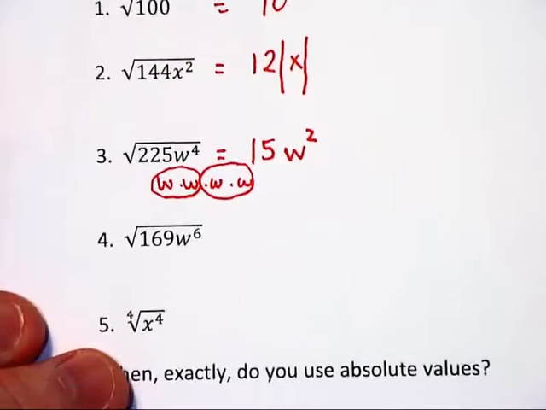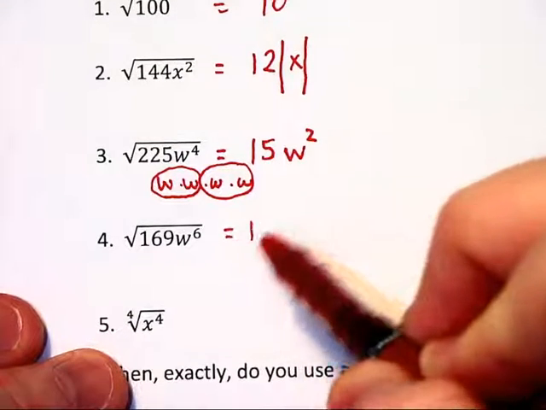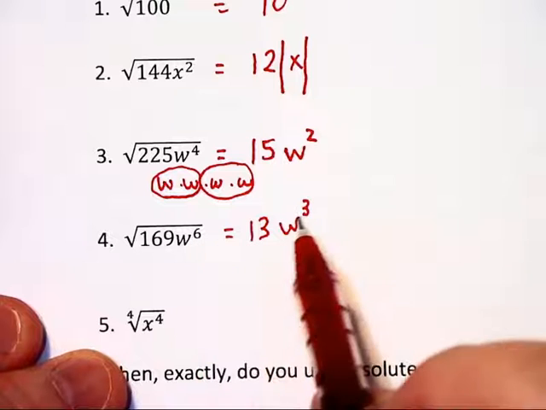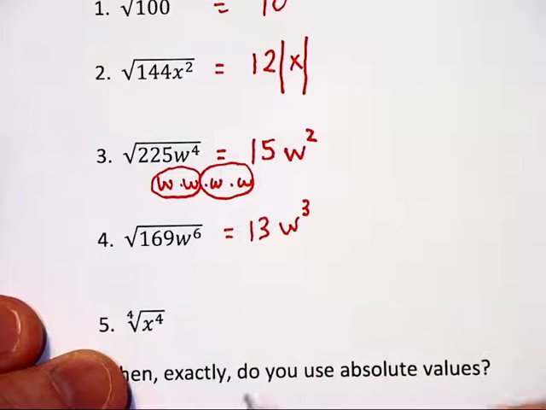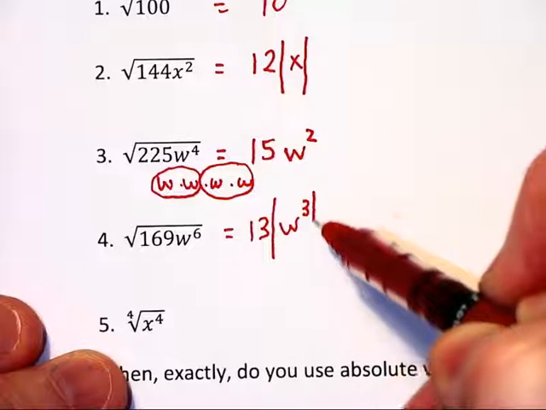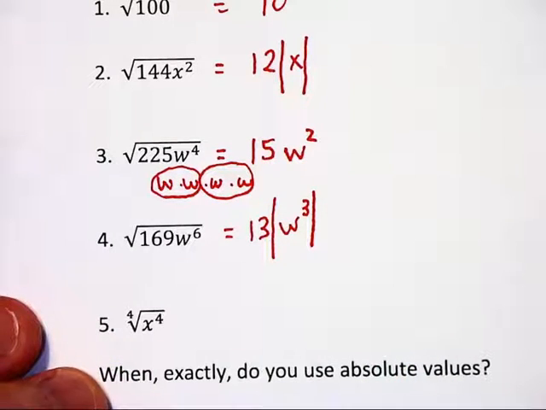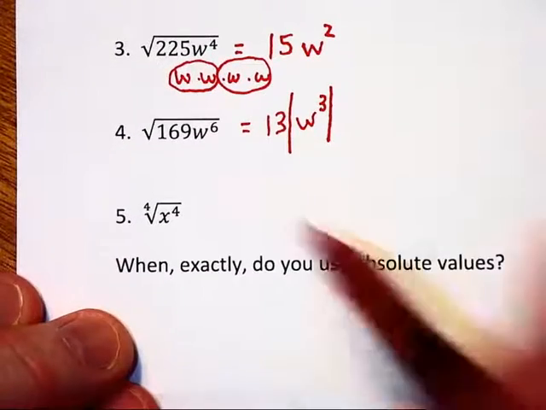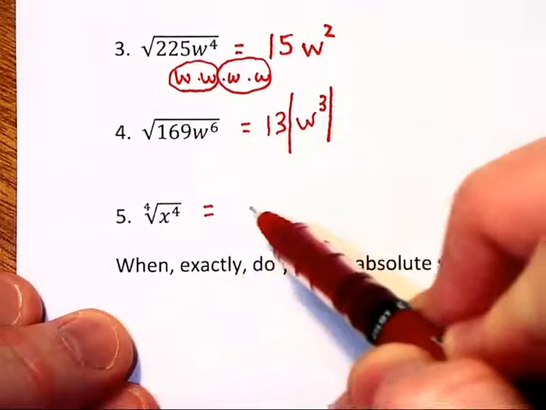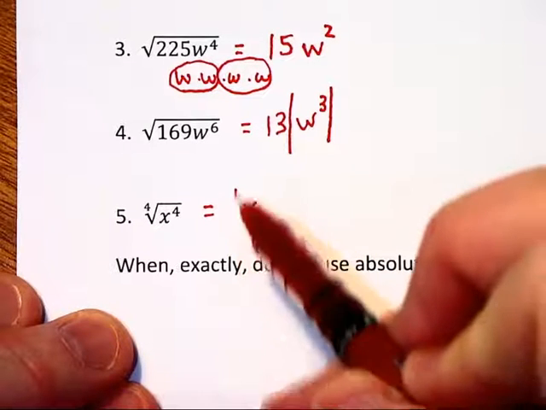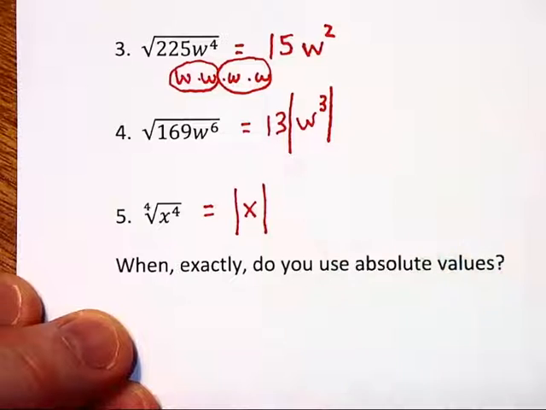The next problem here is going to equal 13w to the third. Notice I'm just cutting the exponent in half for each variable. This has an odd exponent, so we do need to have absolute values. And for this next problem after it, the index is even, and so when we go 4 divided by 4 and get x, we don't know if that answer is positive or not. We do need to have absolute values.